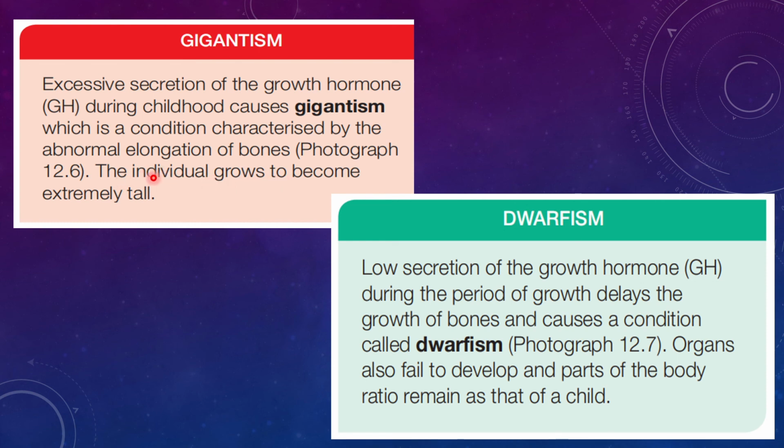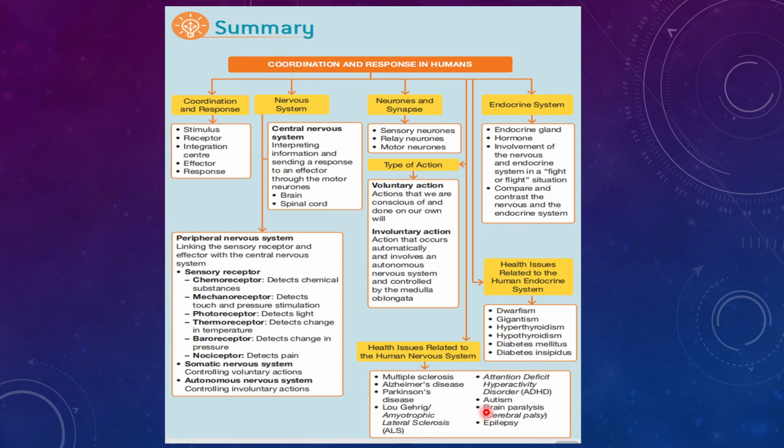So that means the growth of the person's bones is extremely fast, a high rate. So the person will grow to become extremely tall, and this is the opposite of dwarfism, where GH hormone is undersecreted. Undersecretion means low secretion. Okay, and this will delay the growth of bones and cause a condition known as dwarfism. So even the organs fail to develop, and the body proportions remain as those of a child. So now we have come to the end of the chapter. Okay, I've covered the endocrine system and the health issues related to the endocrine system.